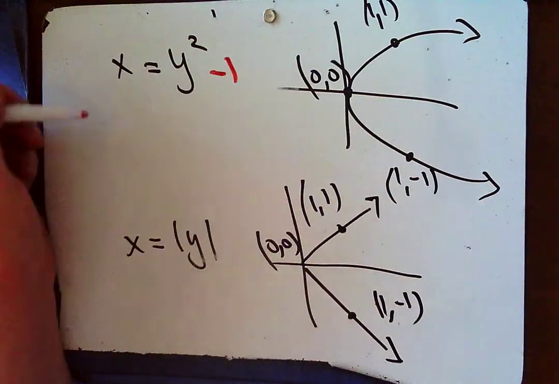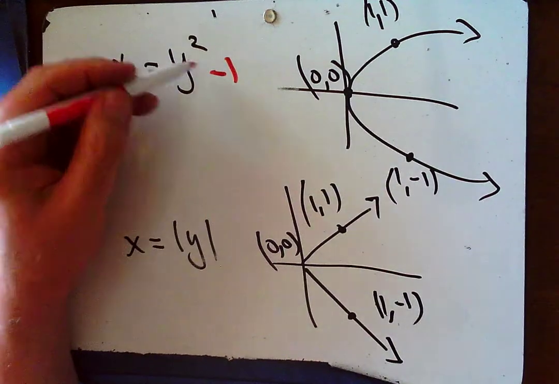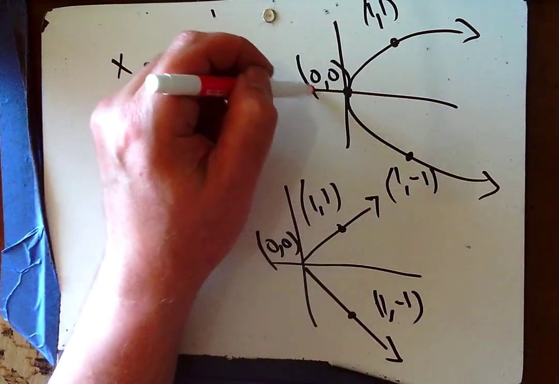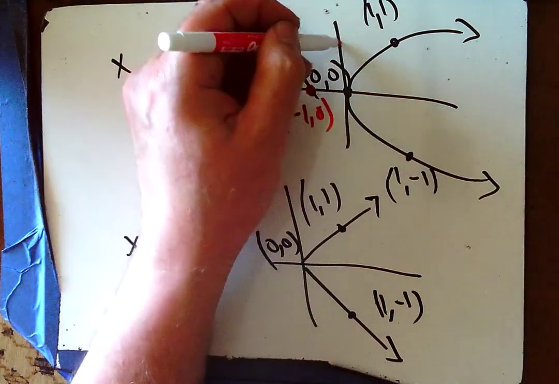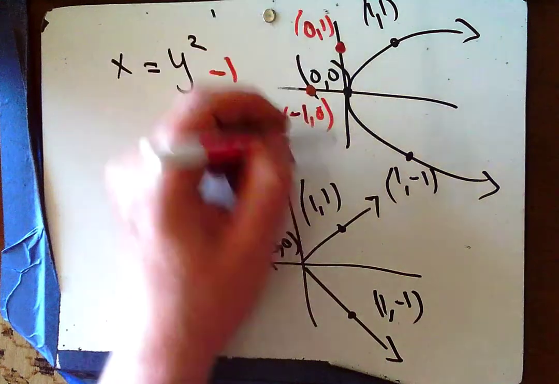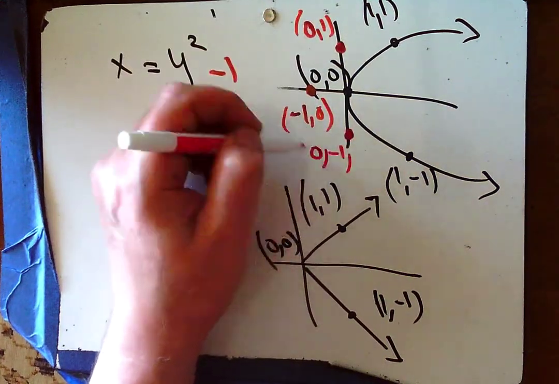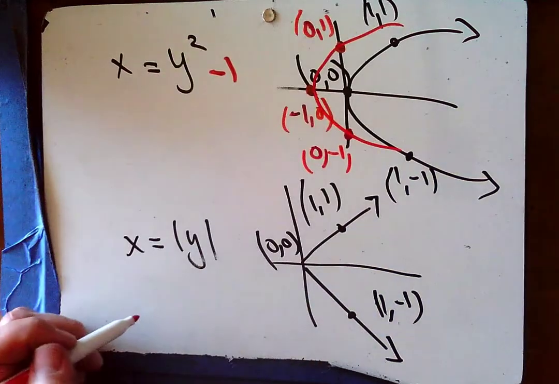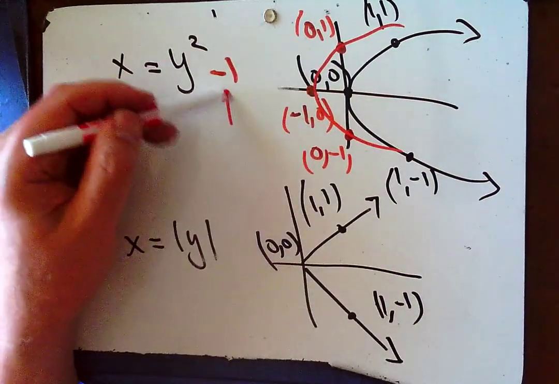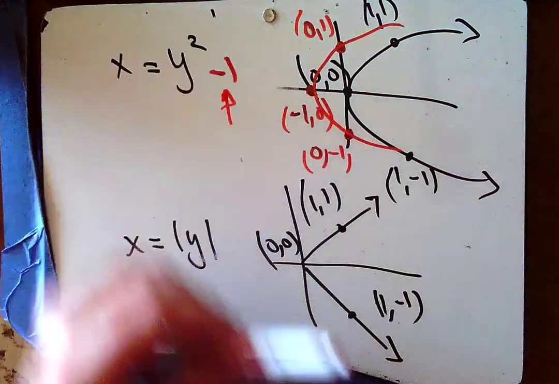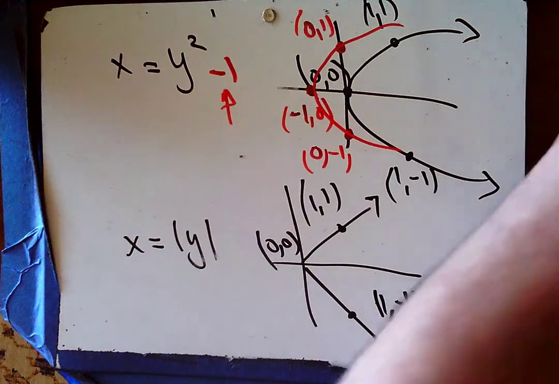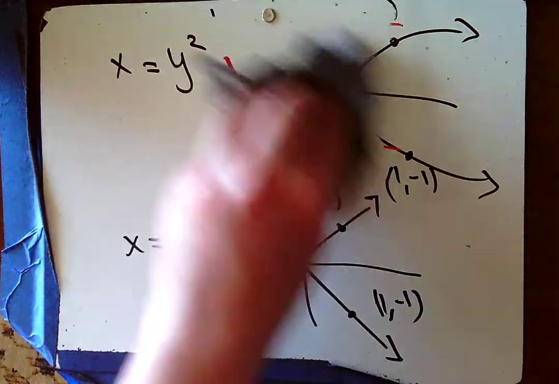So if I see a -1 here, that shifts this graph down 1. But down 1 means down here. So then I have -1, 0, and I have 0, 1, and 0, -1 for my graph. Okay, so yeah, down. If I look at this graph sideways, if you look at it from over here, then it is down. But that's why we won't be using transformations directly with this, but we will have to graph these.